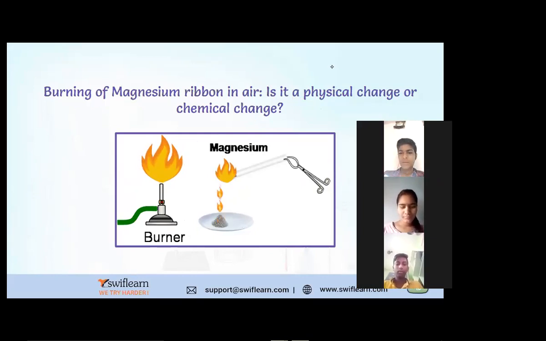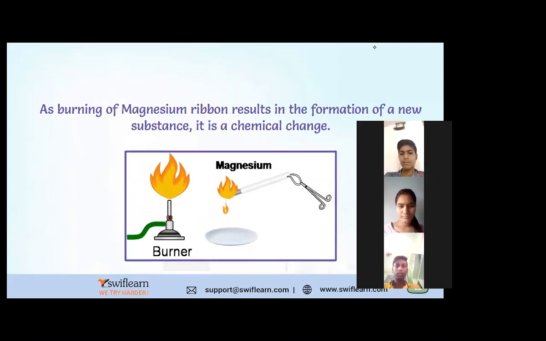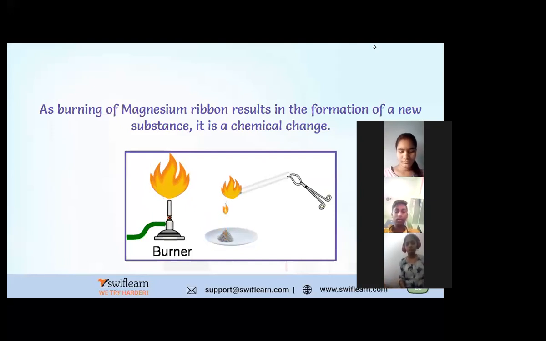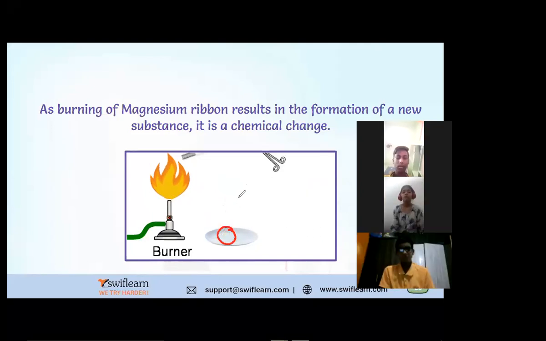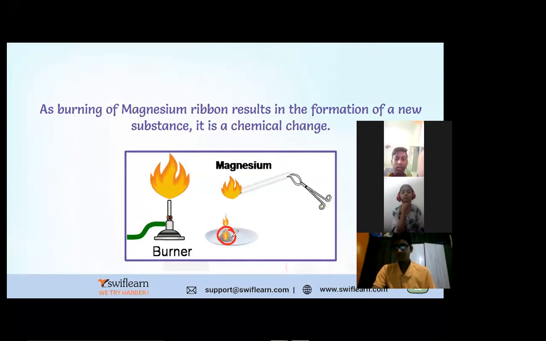So we are taking a Bunsen burner and one magnesium ribbon in this holder. By using a holder, we are taking that one. We are burning it now. What will happen after burning of this magnesium ribbon? As burning of magnesium ribbon results in the formation of a new substance, it is a chemical change. What is that new substance here? You can see here on this plate, ash is forming. When we burn the magnesium ribbon, finally we'll get ash.